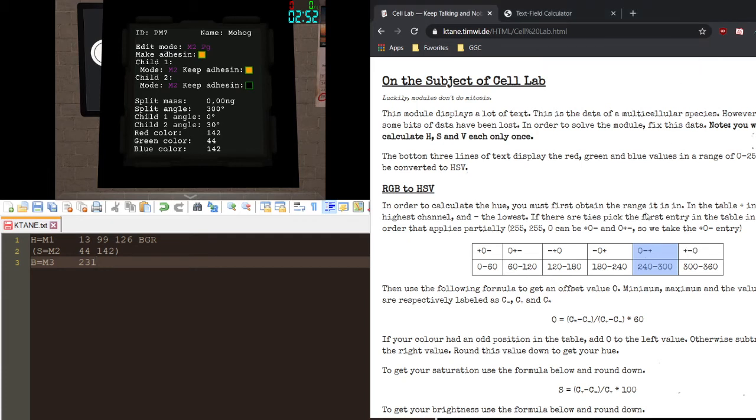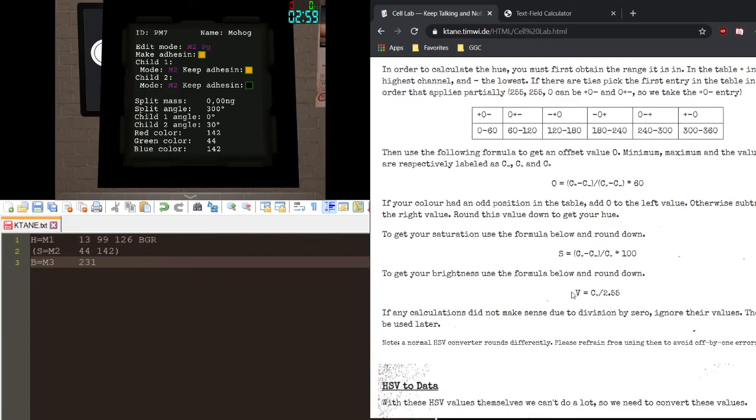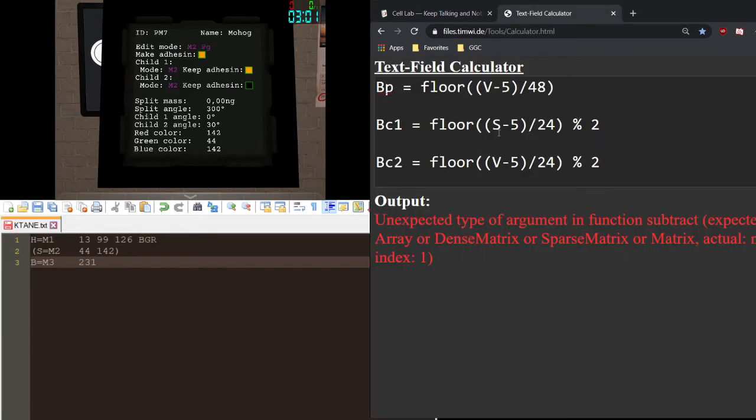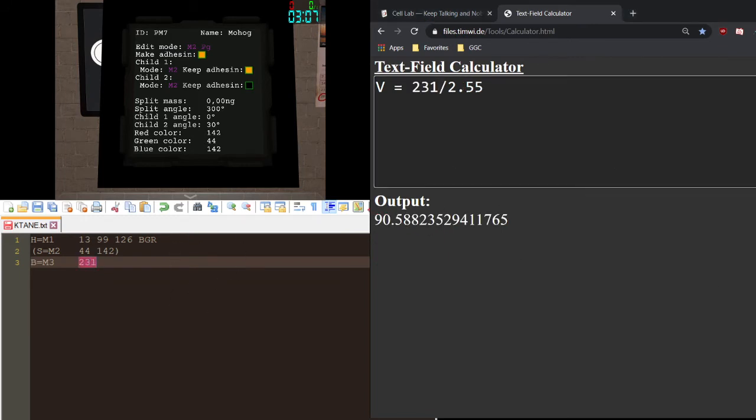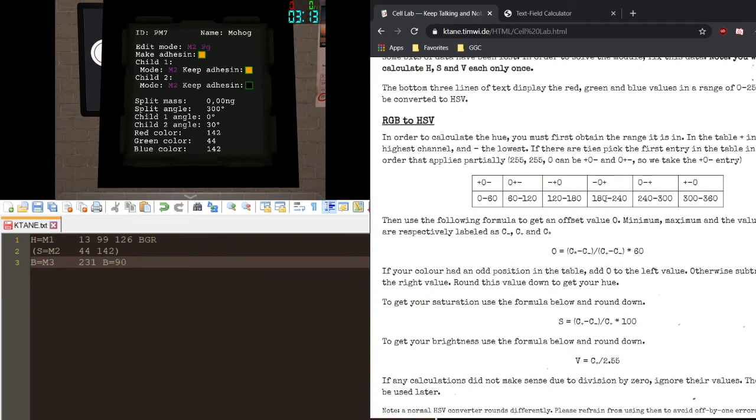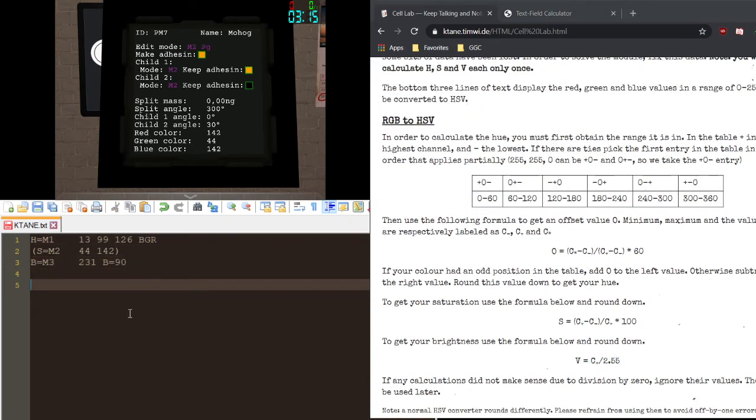Anyway, back to actually calculating stuff for cell lab. First, let's go ahead and get the brightness because that is the easiest thing to get. We take the number we got from the cell that needs brightness, and voila, this is our brightness. And we go back to the hue. We have blue, green, red from lowest to highest.